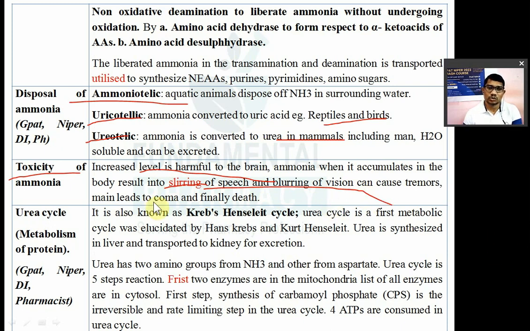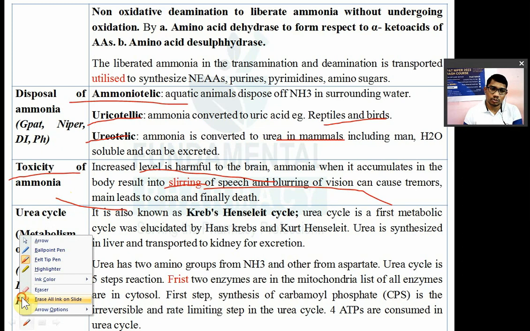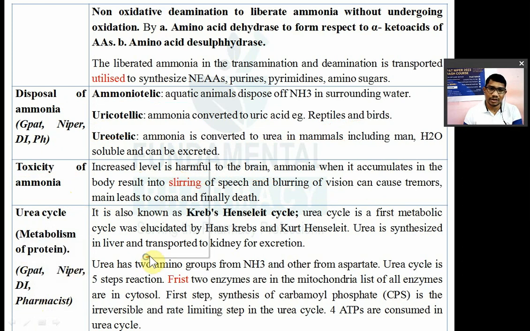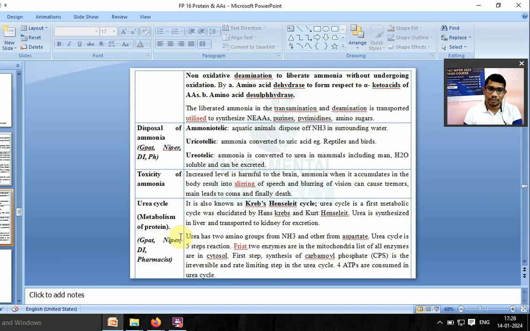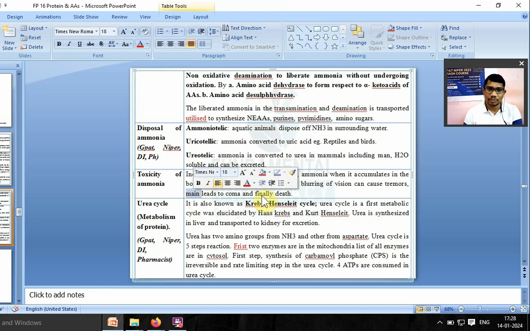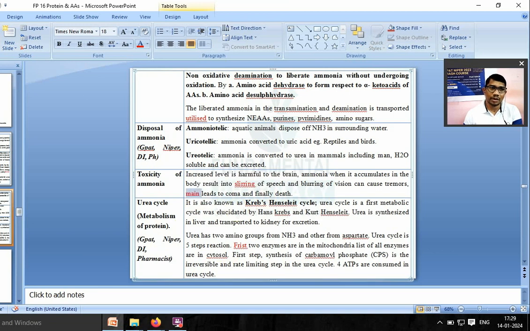It may lead to coma and finally death. So urea is very dangerous. That's why in liver failure and kidney failure, in both cases there is accumulation of urea in the body, and that's why the patient may go into coma, and may cause death.